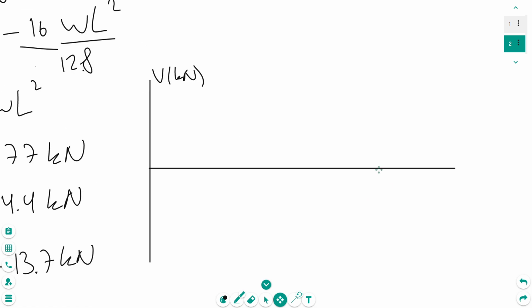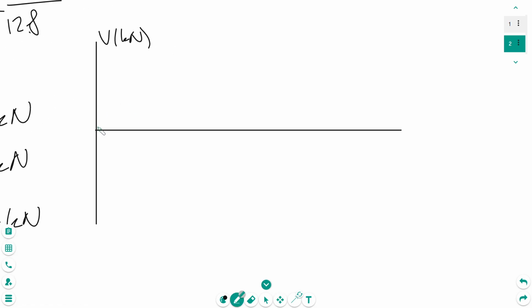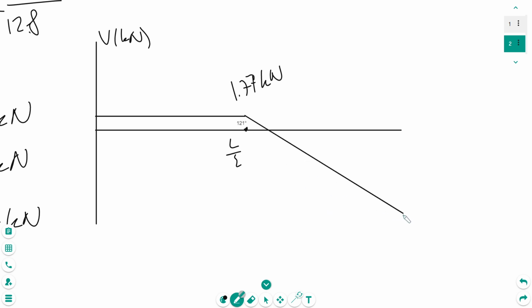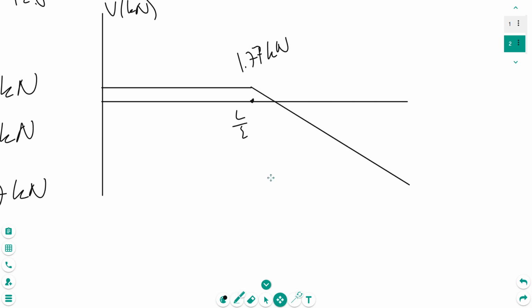I can then go to my shear force diagram and simply draw a straight line at 1.77 kilonewtons until the point L over 2. At L over 2, the slope then becomes negative 5.4 kilonewtons per meter, and this goes down linearly until a value of negative 14.4 kilonewtons at B.